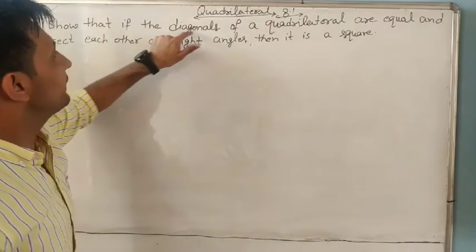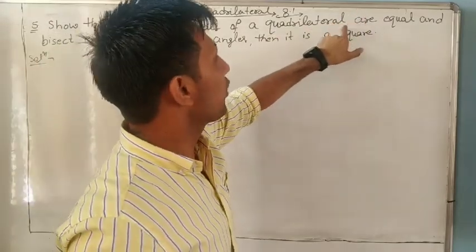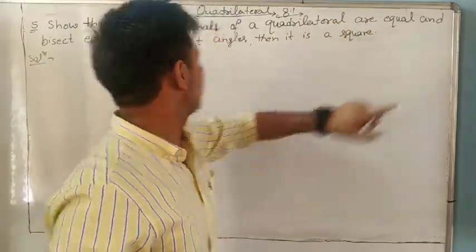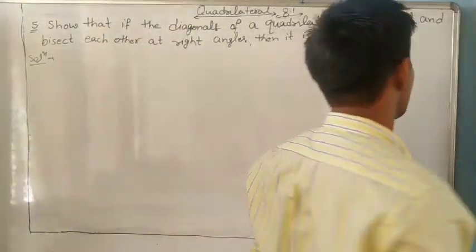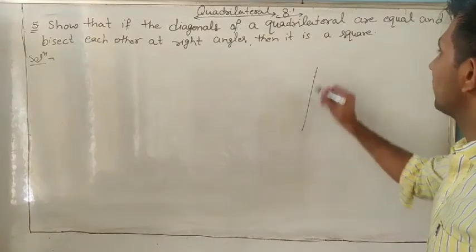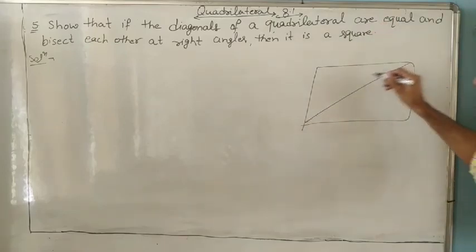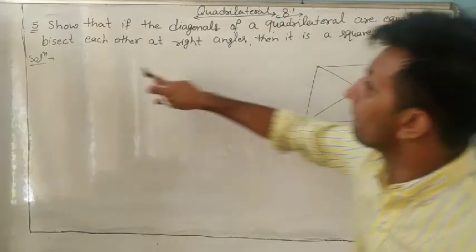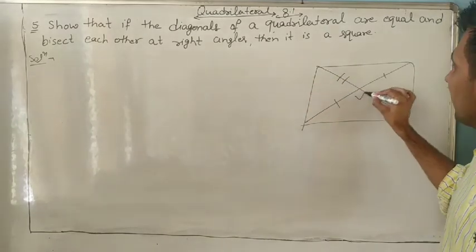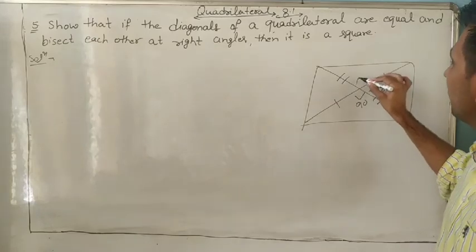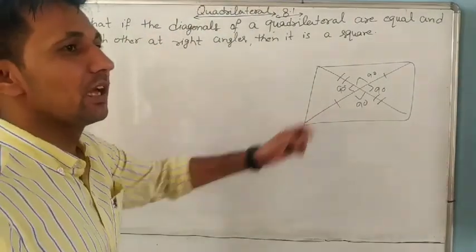But here, a quadrilateral is given. If the diagonals of the quadrilateral are equal and bisect each other at a 90 degree, then prove that it is a square. So the diagonals are given equal. Next is bisect each other. This one equal to this one, and at a 90 degree. So always remember, if in any quadrilateral these properties are given, it means this is always a square.